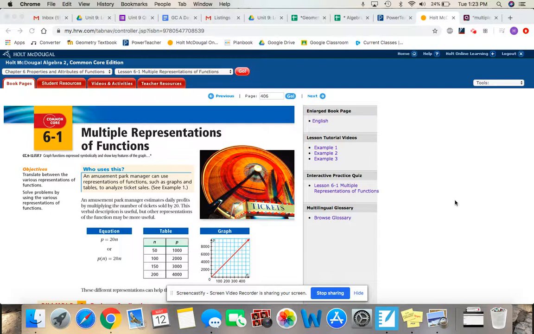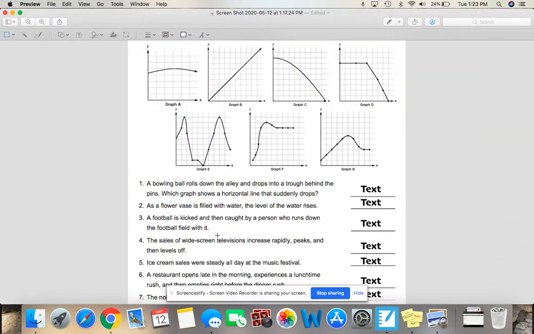Okay, for section 6.1, we want to talk about modeling real life situations with a graph. So I have 7 problems on this screen that we're going to look at. And what we're going to do is match those to the graphs A through G.